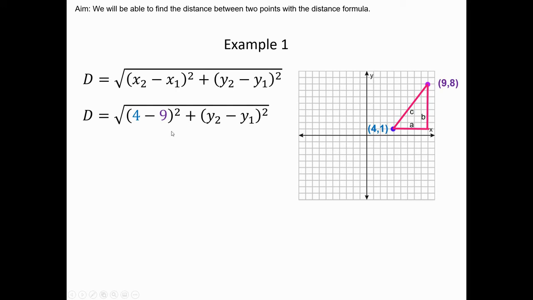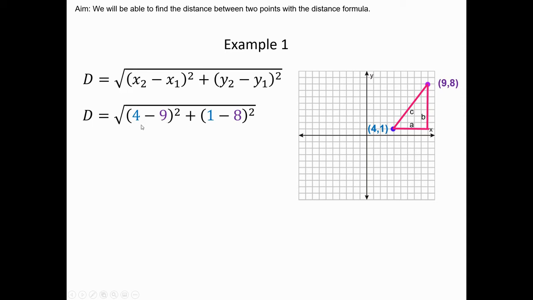The order doesn't matter. You could do 9 minus 4 instead. Even though it's subtraction, because it's squaring, it ends up being the same answer. So you don't have to worry about order. You could do 4 minus 9 or 9 minus 4. You're just putting in the x's first. Now you put in the y's. So I put in the 1 and the 8. And here it's looking a little bit nicer already, right?